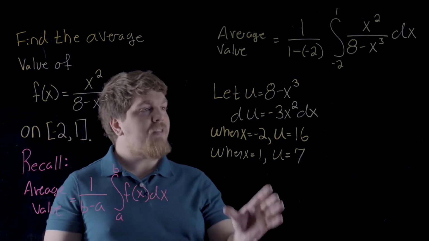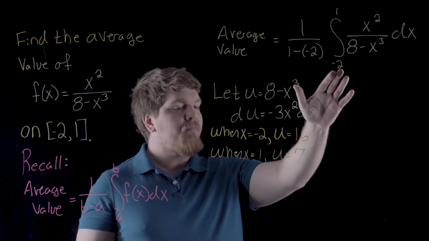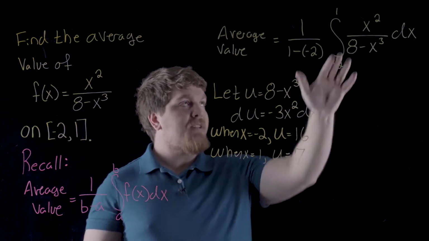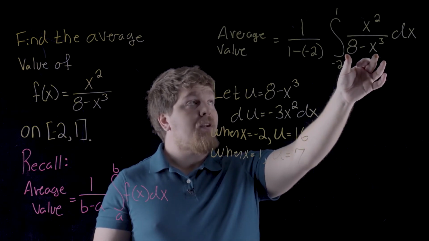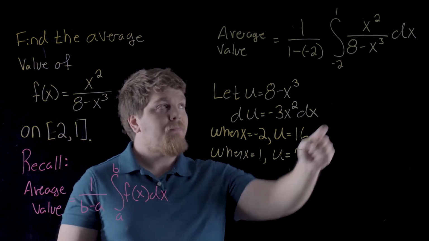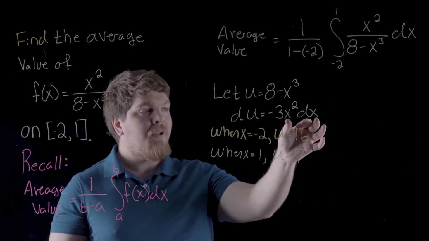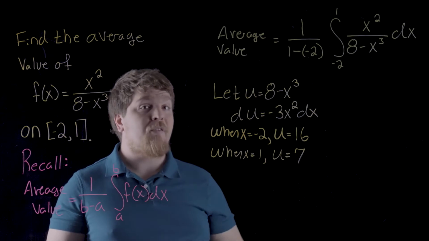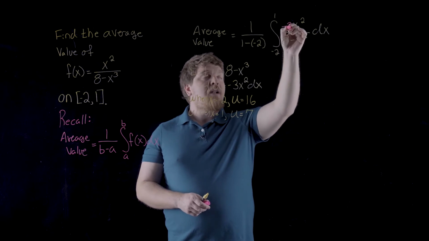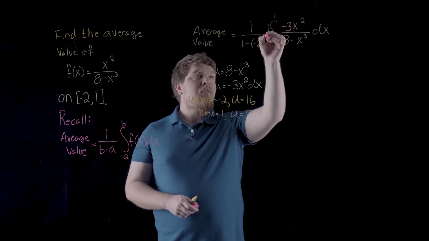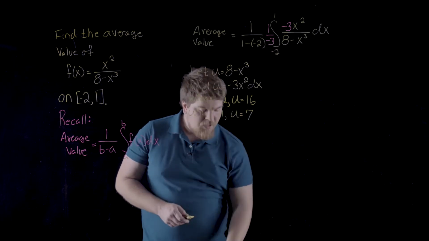So from here, we can start thinking about how we will make these substitutions. In particular, we can replace our lower limit of integration with 16. We can replace our upper limit of integration with 7. We can replace the 8 minus x cubed in our denominator with u. The last bit that's remaining is this x squared times dx. We do have an x squared times dx in our du. However, we also have a -3 that we'll have to worry about. And the way that we'll get around the -3 is we can multiply our integrand by -3 and divide by -3. So in a sense, we've only multiplied by 1. So watch what this does for us.